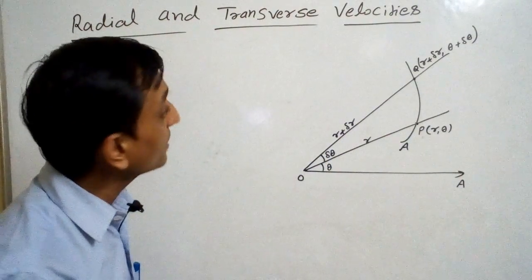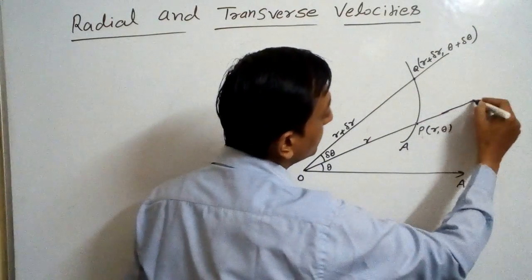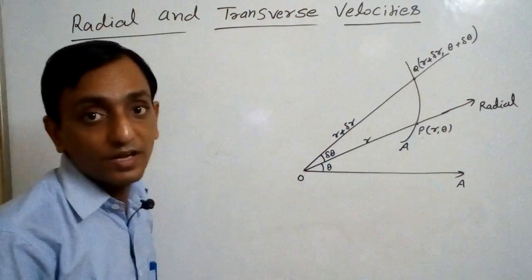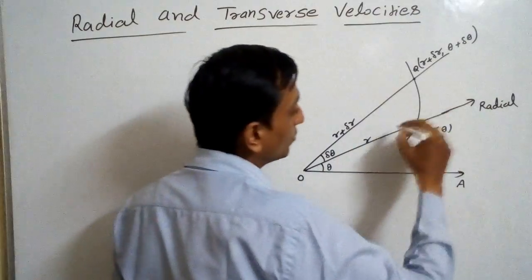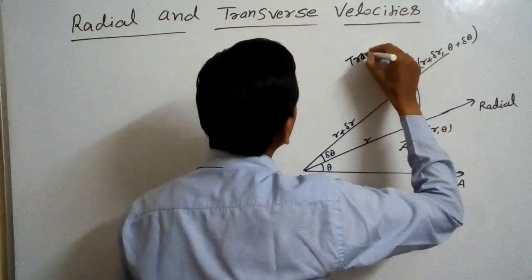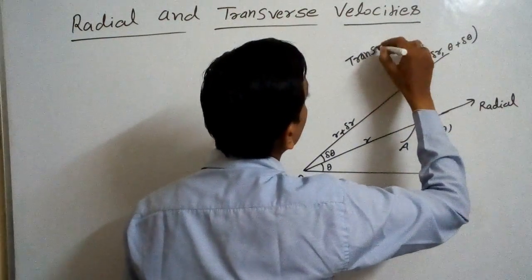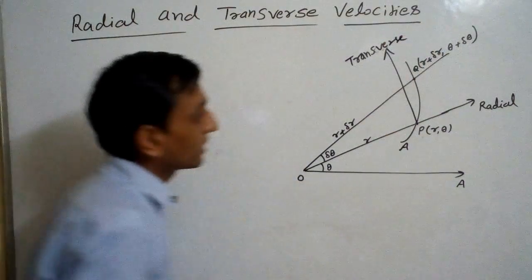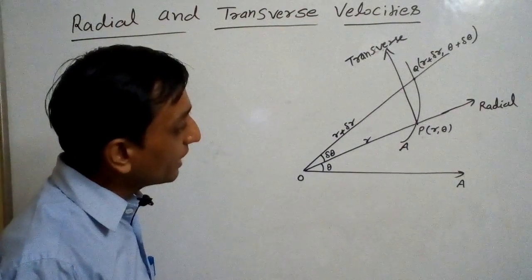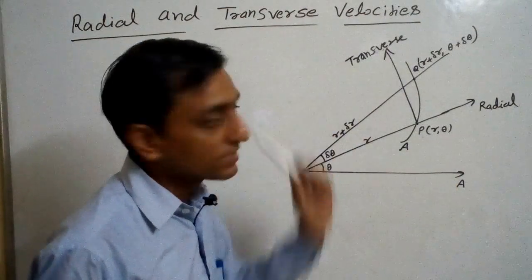And what is the radial direction? This direction from O to P is called the radial direction, and the perpendicular to this is called the transverse direction. Now we want to calculate the velocity in this radial direction and transverse direction.